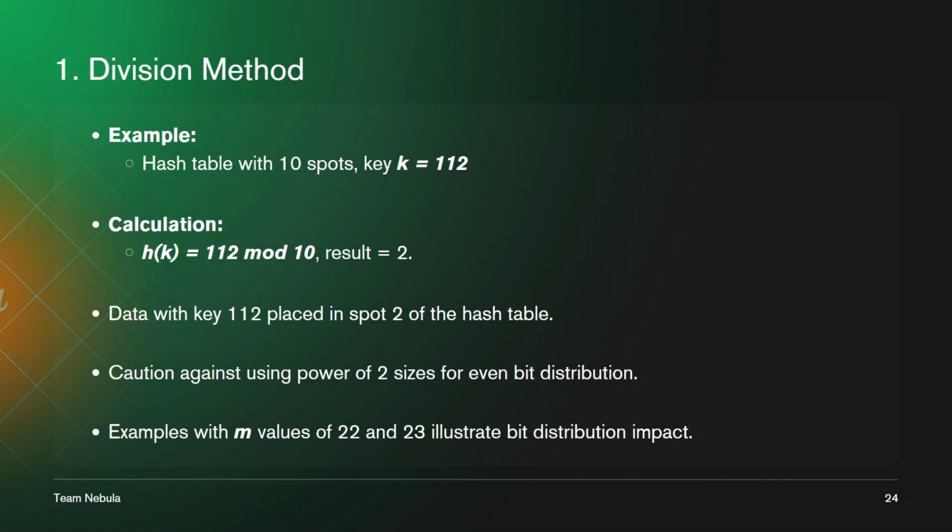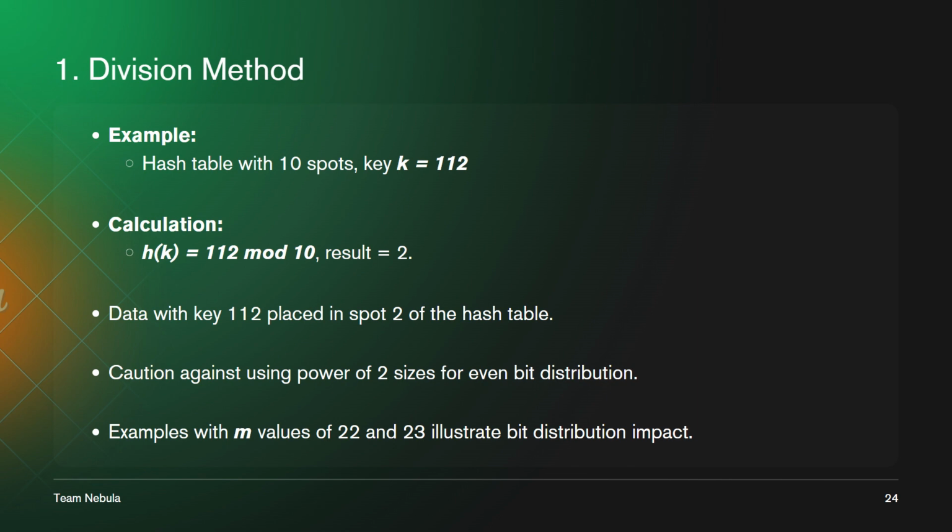For example, if we have a hash table with 10 spots and the key K is 112, we calculate h of k, which equals 2. So, the data with the key 112 goes into spot number 2 of our hash table. But there's a little twist. The size of the hash table M should not be a power of 2, like 2, 4, 8, and so on. This is because when we calculate k modulus m, we usually end up with the lower bits of k, which might not be evenly distributed.